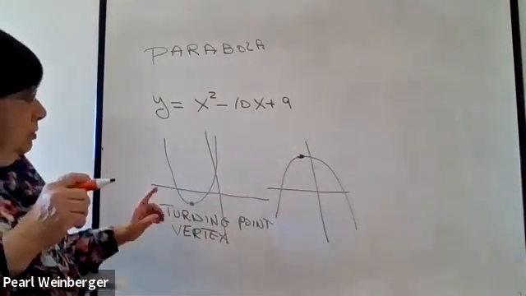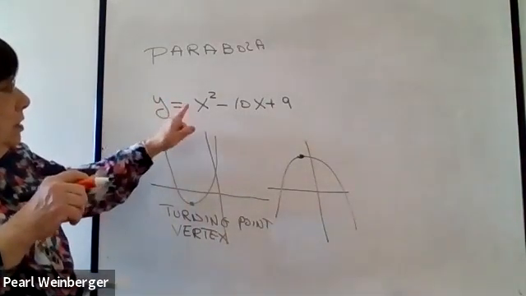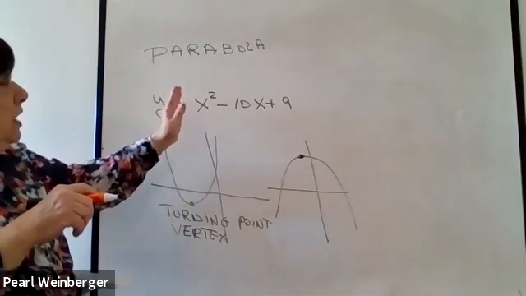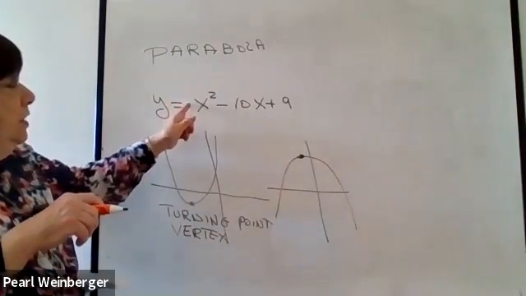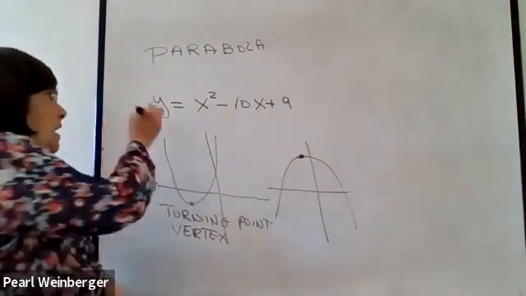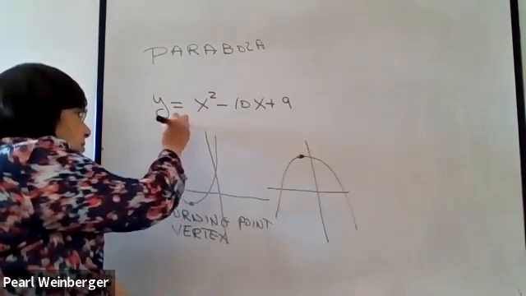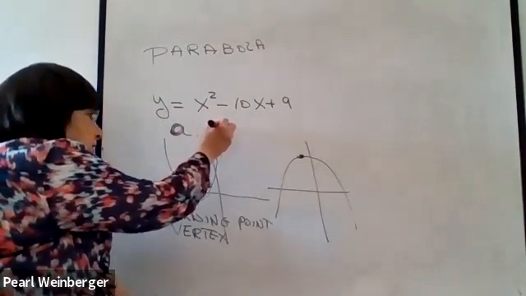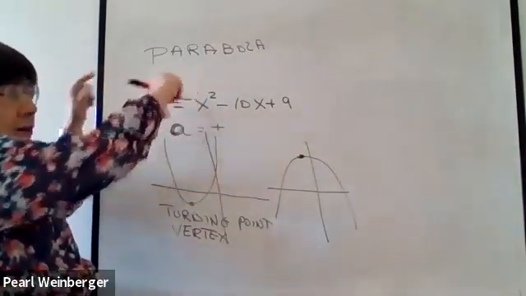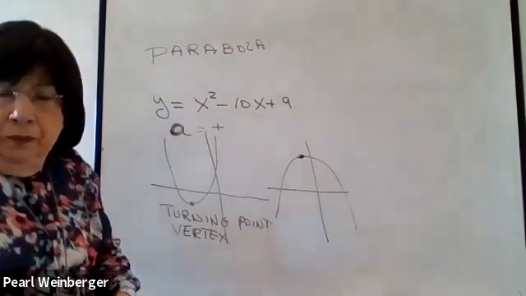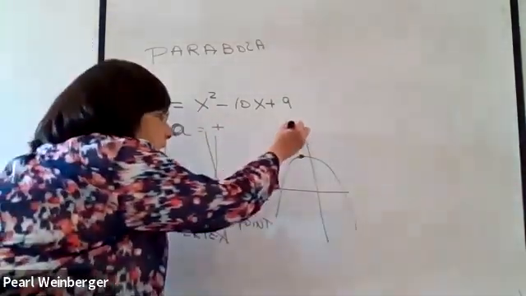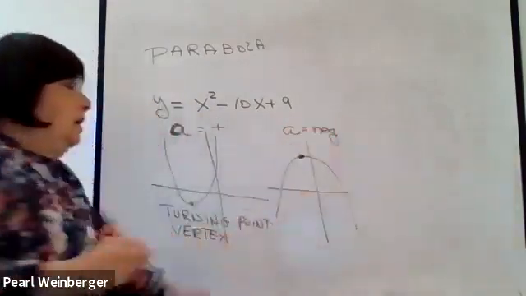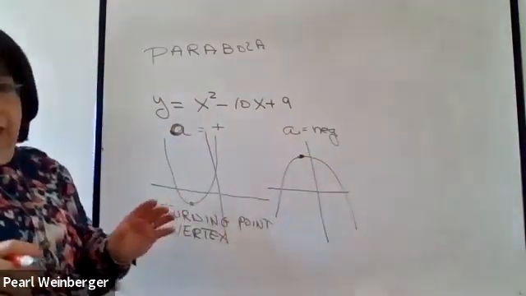But one of the things we're going to notice is that the number in front of the X squared, remember this looks like AX squared plus BX plus C, the coefficient of the X squared, the A, will right away tell us something very important. If the A is positive, it'll be an opening up parabola. If the A is negative, it'll be an opening down parabola.